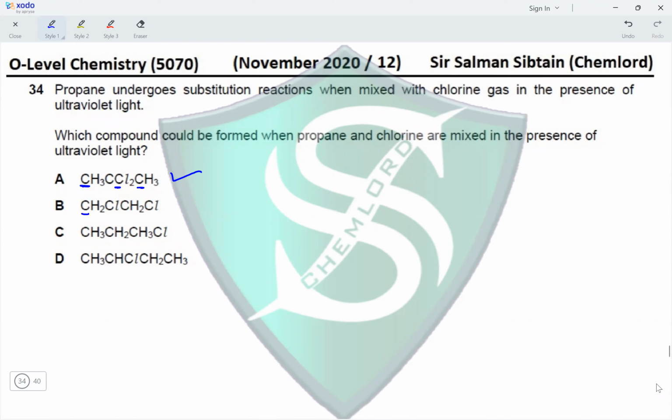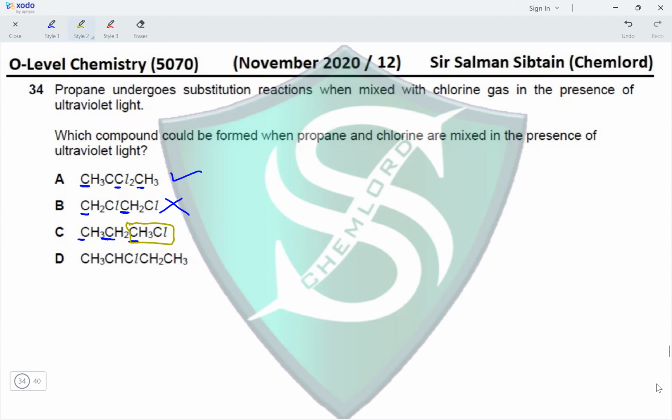Next, we have one carbon and two carbon. So the third carbon is missing, so this cannot be one of the products. Next, we've got one carbon, two carbon, three carbon. So this is correct, but the problem is, look at this.